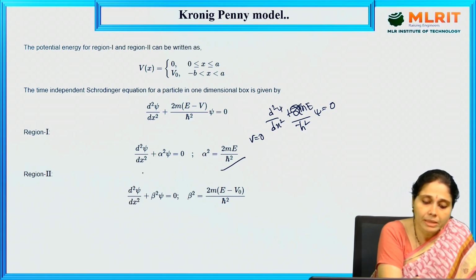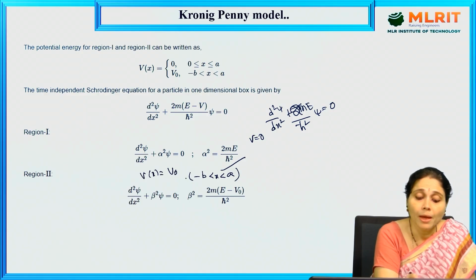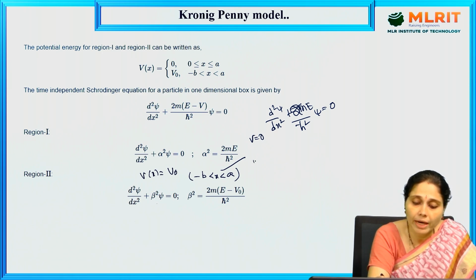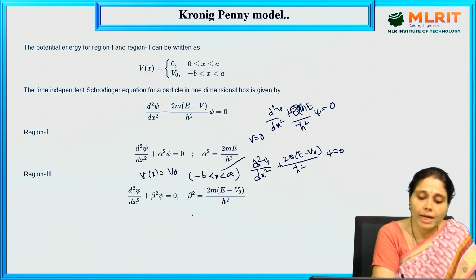Now for region 2, V of x equals V naught, lying in between minus b less than x less than 0. Here we find the maximum potential energy, where d square psi by dx square plus beta square psi equals 0. That means we can write the equation as d square psi by dx square plus 2m into E minus V naught by h cut square into psi equals 0, where beta square is taken as 2m into E minus V naught by h cut square.